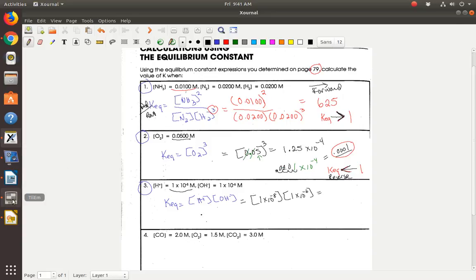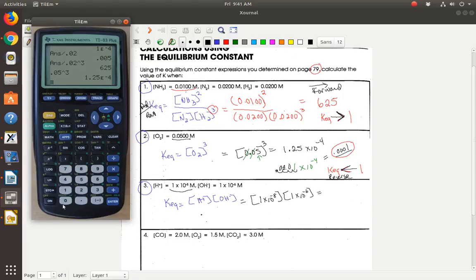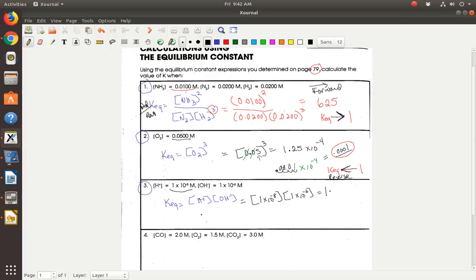scientific notation. So let's pull the calculator out. Let's put that in there. We have 1, second function, there's the double E. Negative 8 is the first one. Enter. Times 1, second function, double E, and it's negative 6. Enter. So I have 1 times 10 to the minus 14, which, if you know math, you should know that you just add the exponents together.